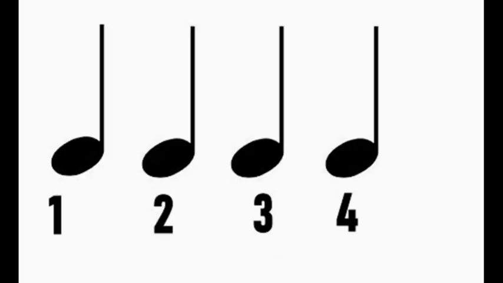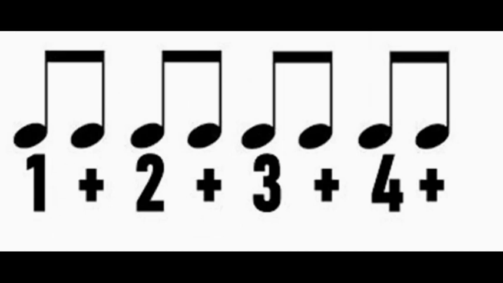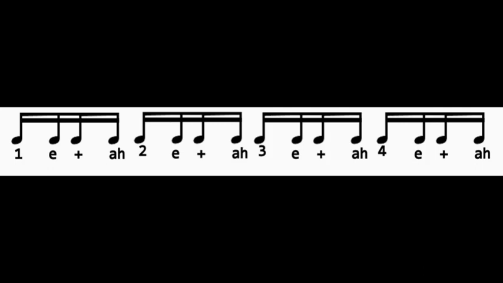Just to review, we count quarter notes as 1, 2, 3, 4. Eighth notes are counted 1 and 2 and 3 and 4 and. That's written there with the plus sign for the word and. And 16th notes are 1E and 2E and 3E and 4E and. Sometimes that is written as a single letter A, sometimes it's written as AH, it really doesn't matter.